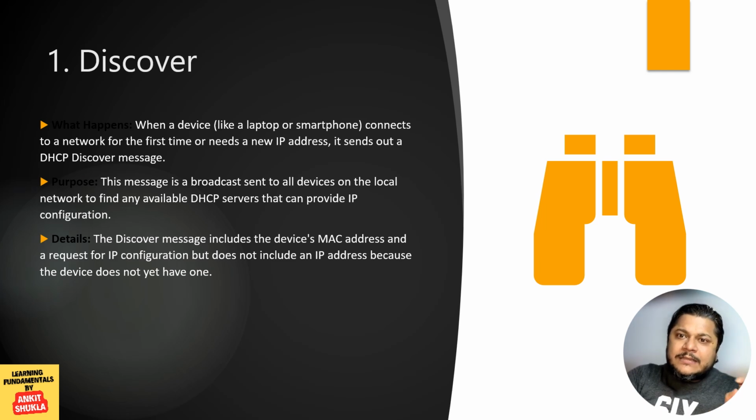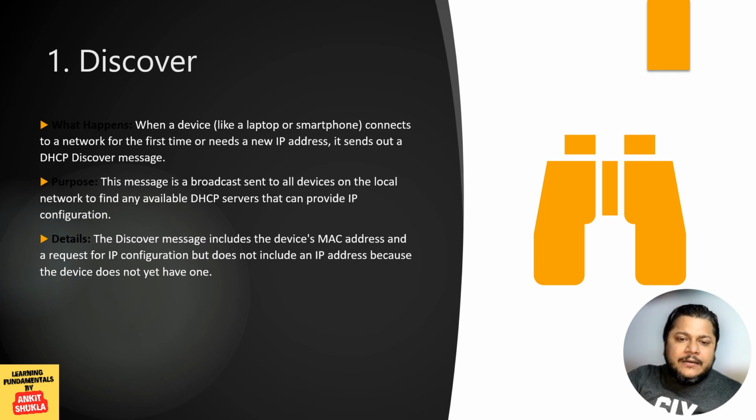This request is sent out to anyone who might be able to help. This is the discover stage of DHCP. Your device, like the conference attendee, sends out a broadcast message to find a DHCP server, which is the information desk. It's the first step in the process, aiming to locate a server that can provide the necessary information, which is an IP address, to connect to the network.